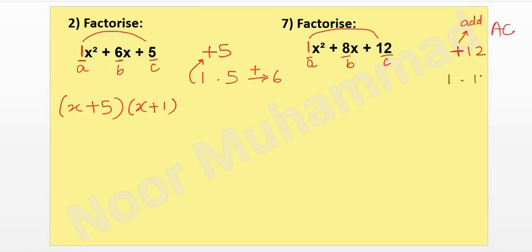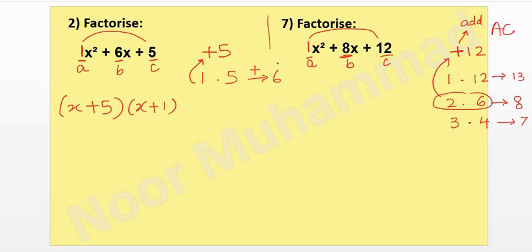1 times 12 is 12. 2 times what is 12? 2 times 6 is 12. What else? 3 times 4 is 12. Now check by adding them which pair we need. If I add this one, it is giving me 13. If I add these two members of the factors, it is giving me 8. And this one, when I add them, I'm getting 7. I need B. So B is how much? It's 8. So this pair is giving me 8 and 12 both. Right? So this is the pair that I need.